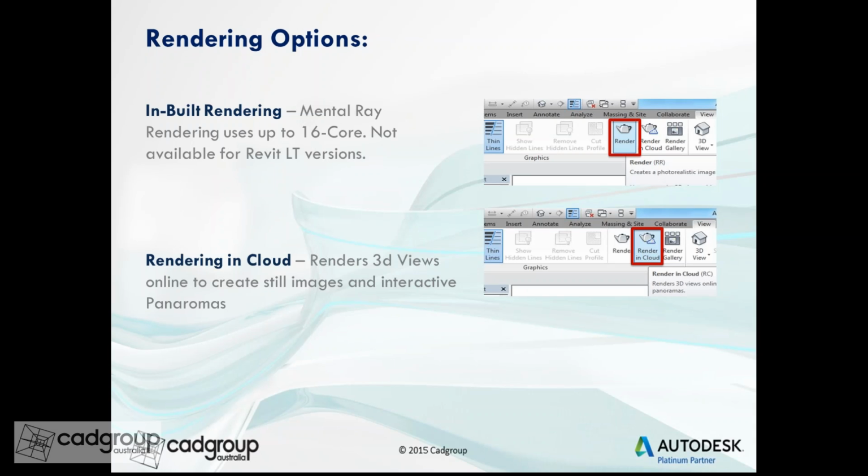Now, moving to the next slide, we'll be talking about some of the rendering options available with Revit. There are two options available for rendering in Revit 2015. The in-built rendering system is a technology from Mental Ray. This rendering engine uses up to 16 cores in 2015.